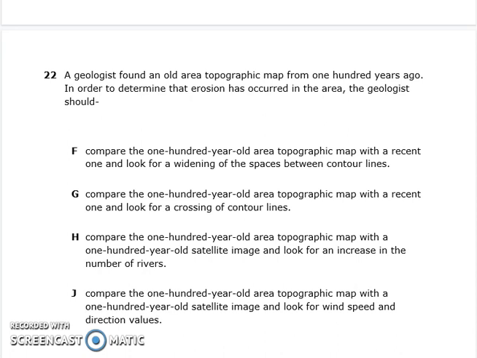G, compare the 100-year-old area topographic map with a recent one and look for a crossing of contour lines. H, compare the 100-year-old area topographic map with a 100-year-old satellite image and look for an increase in the number of rivers. J, compare the 100-year-old area topographic map with a 100-year-old satellite image and look for wind speed and direction values.